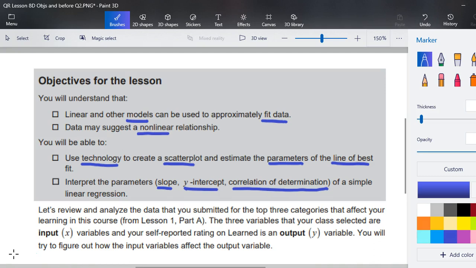Let's review and analyze the data that you submitted for the top 3 categories that affect your learning in this course. And those were the ones that I mentioned earlier. I asked you to send in data on your technology use, your working per week hours, and your sleeping hours per week. The 3 variables that we selected are input. A big deal to put this in your mind and your thoughts, let it mull around for a little bit. That technology is the input. The output will be how much you've learned in the class.